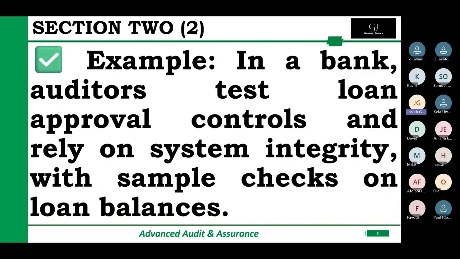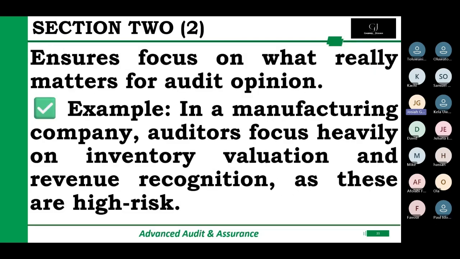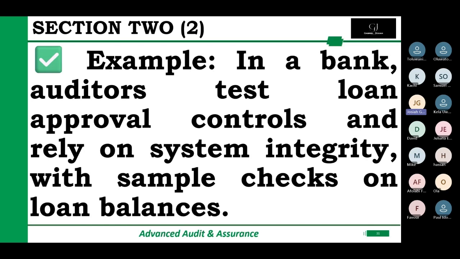So for example, in a bank, auditors test loan approvals and controls, and rely on system integrity with sample checks on loan balances. So this approach resonates more with high-tech organizations like banks. Very, very key. So take note of that.